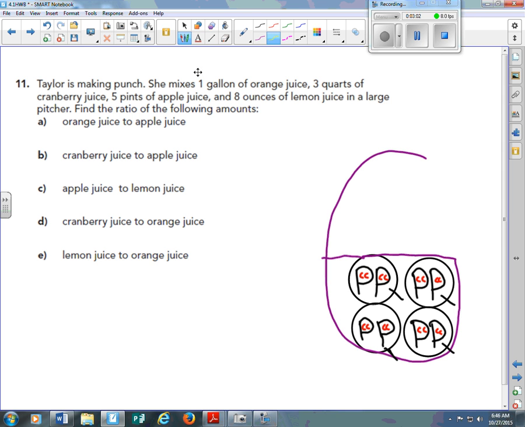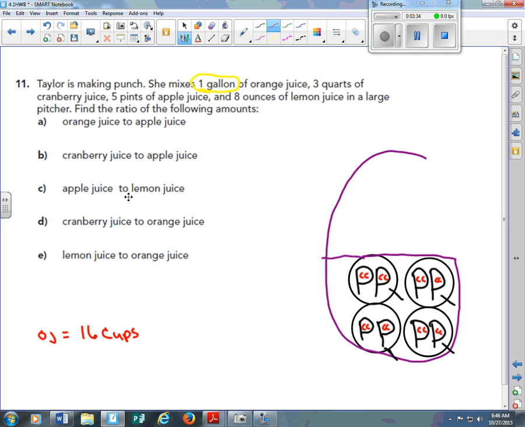We've got 1 gallon of orange juice, so we've got to figure out how many cups there are in a gallon. So we have 2, 4, 6, 8, 10, 12, 14, 16 cups of OJ. I'm going to write that down here to make it easier for us. OJ equals 16 cups.